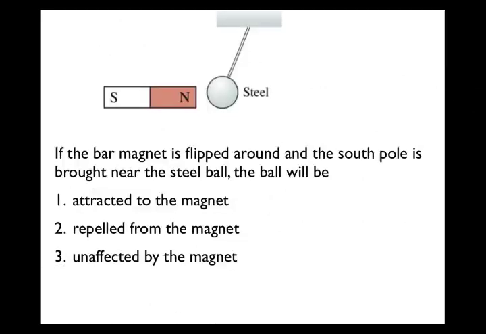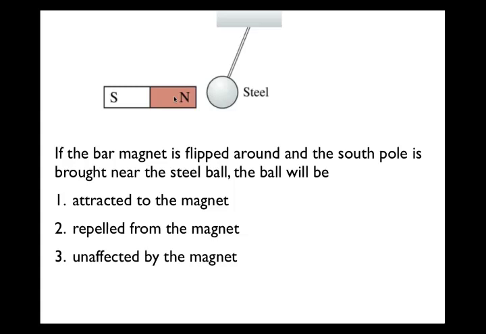So here's the first of many concept questions. If we take a bar magnet and have a steel ball that's hanging from a thread or a string and observe that the steel ball is attracted toward the bar magnet. If we flip the bar magnet around and the south pole is brought near the steel ball, the ball will be what? Attracted to the magnet, repelled from the magnet, unaffected by the magnet. It will be attracted to the magnet.